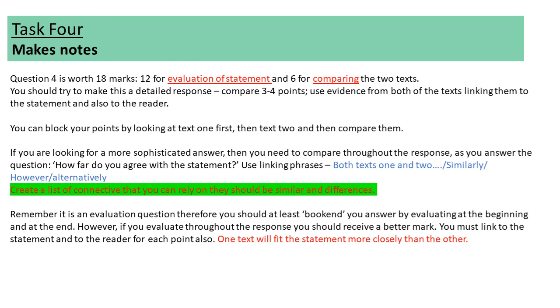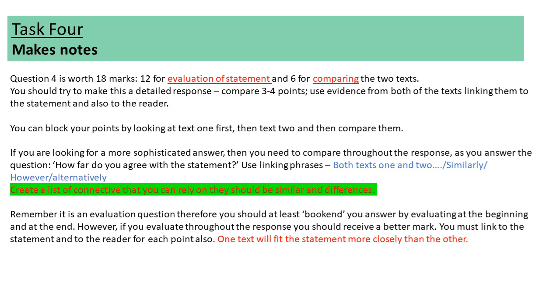Okay, so question 4. Question 4 is worth 18 marks, 12 for evaluation of the statement, and 6 for comparing the 2 texts. You should try to make this a detailed response. Compare 3 to 4 points using evidence from both of the texts, linking them to the statement and also to the reader. You can block your points by looking at text 1 first, and then 2, and then comparing them. If you are looking for a more sophisticated answer, you need to compare throughout the response as you answer the question, how far do you agree with the statement?